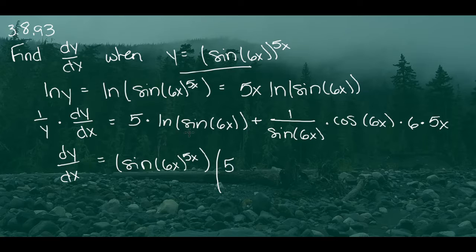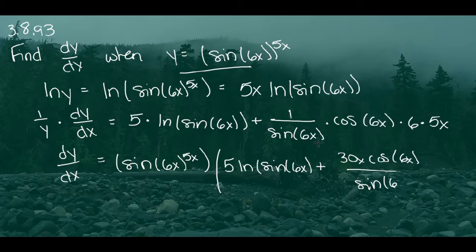And I'll just simplify that a little bit. So I have 5 times natural log of sine of 6x plus 30x times cosine of 6x divided by sine of 6x. And the cosine over sine you could rewrite as cotangent, but you certainly don't have to. All right, so that is your solution.